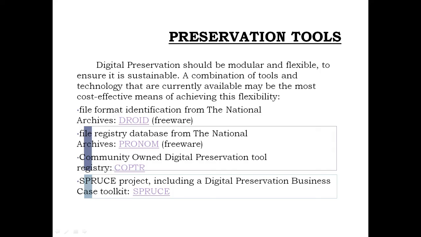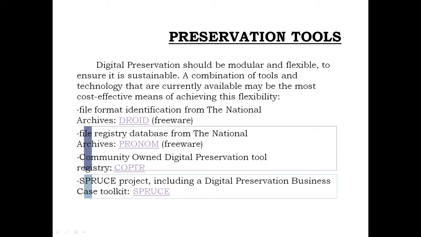Preservation tools. Digital preservation should be modular and flexible to ensure it is sustainable. A combination of tools and technologies that are currently available may be the most cost-effective means of achieving this flexibility.